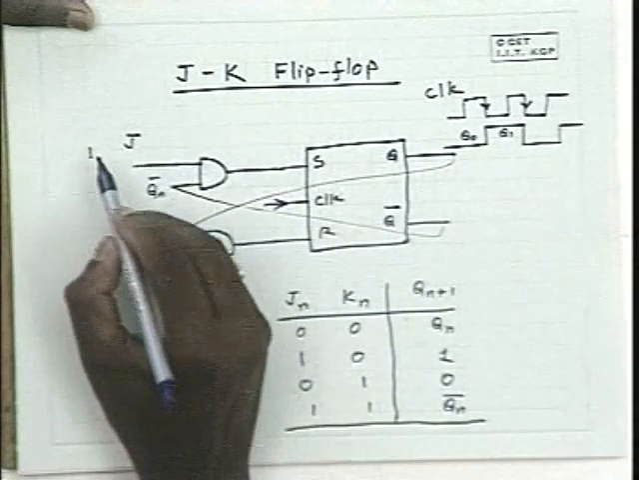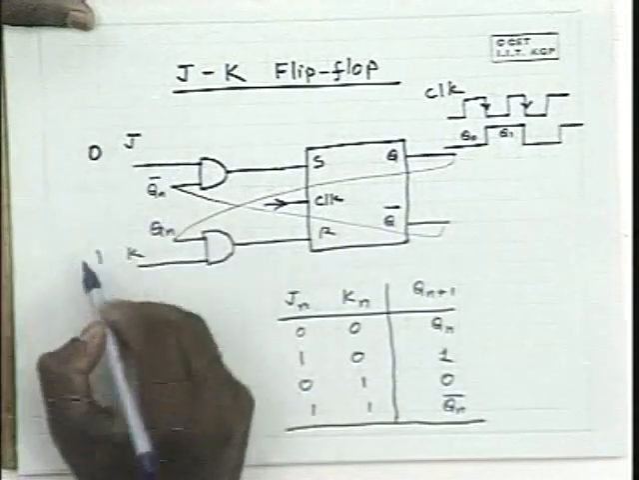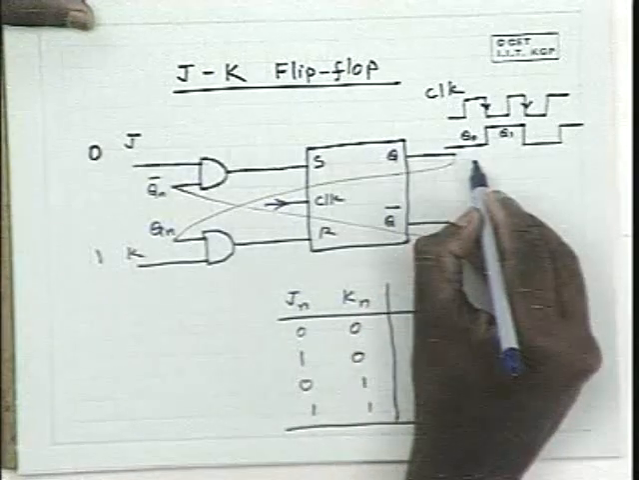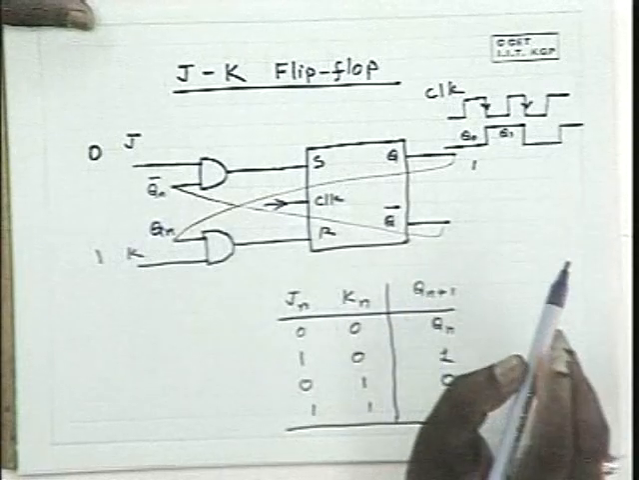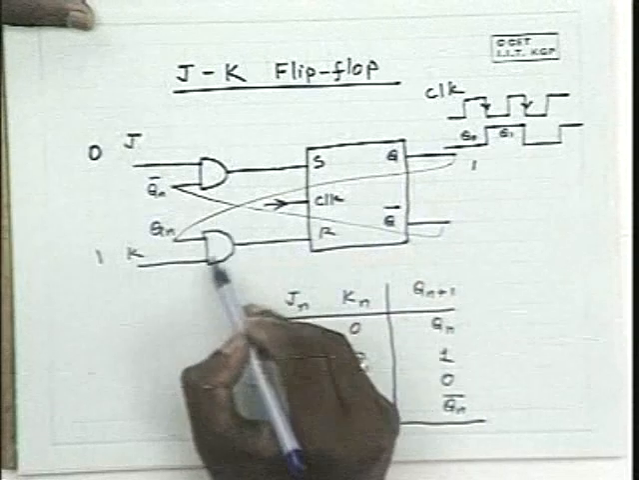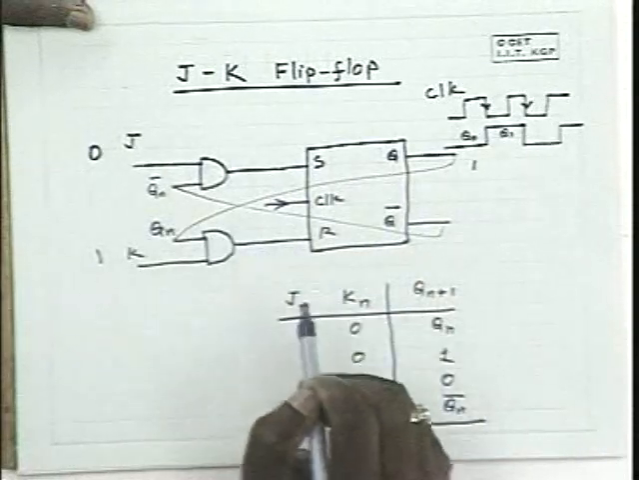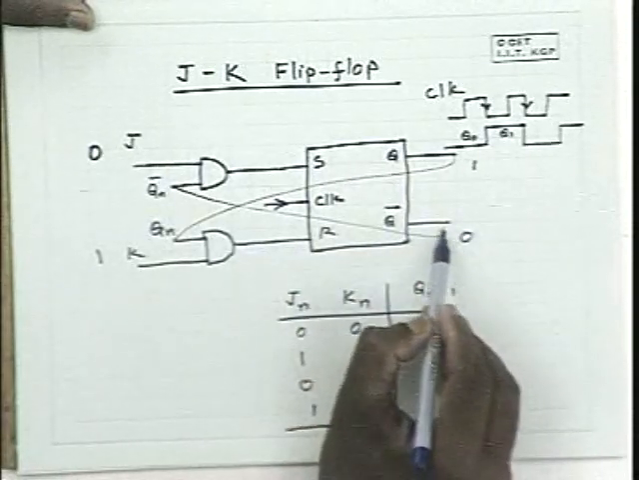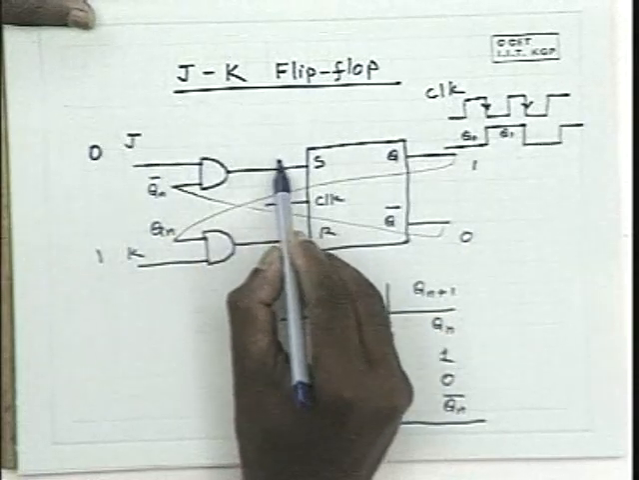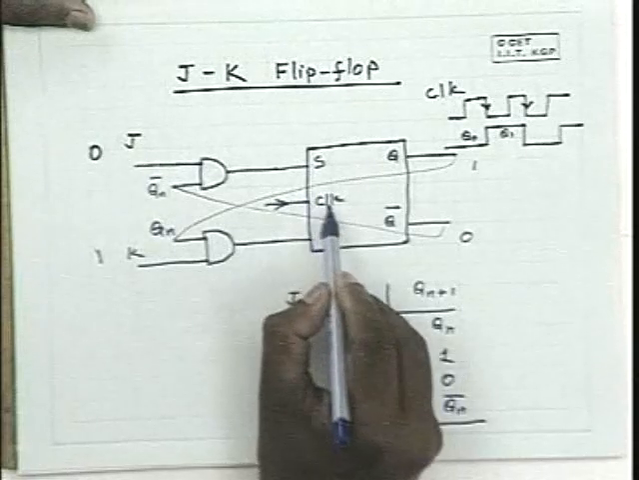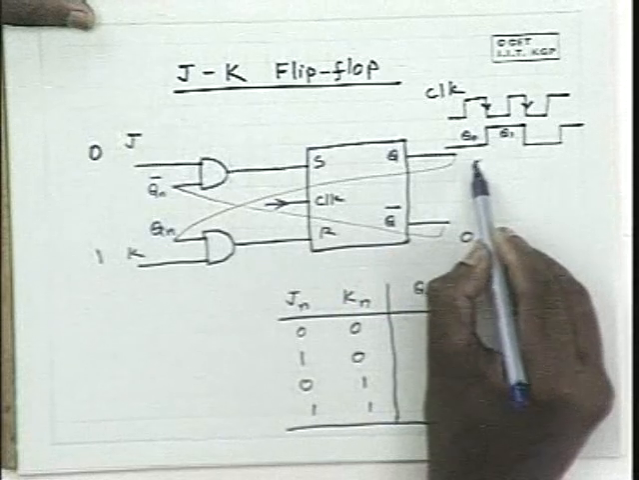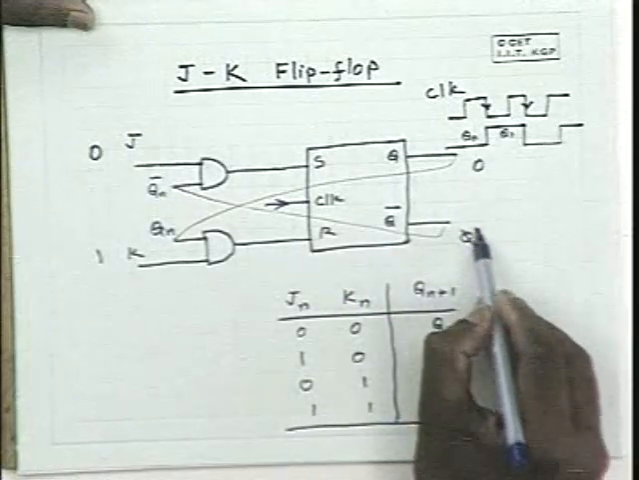Similarly, if the situation is 0, 1, and previously it is a 1, let us say it's previously 1. So if it is a 1 here, it is 1, 1, it will become 1, R will become 1, and this being 0, 0, 0 will become 0. Now with 0, 1 and a clock pulse applied, we know that in a SR flip-flop, output will become a 0 and this one will be a 1.